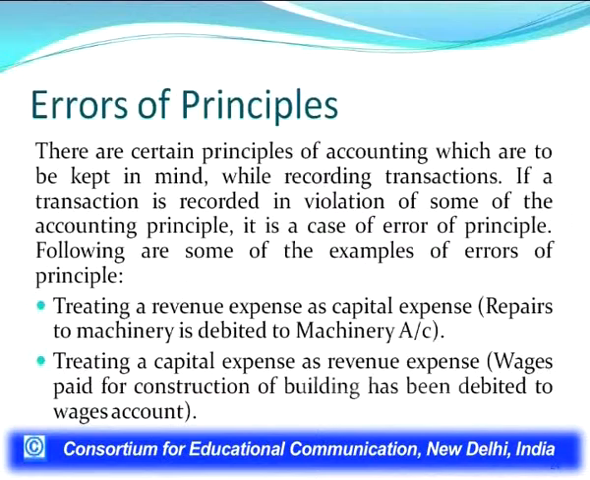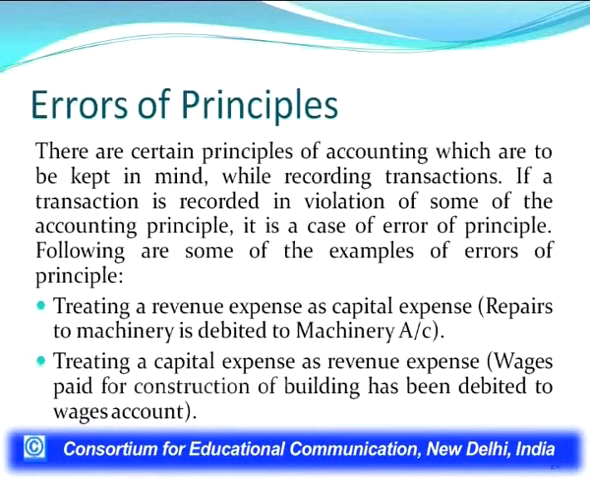So treating a revenue expense as capital expense, like repairs to machinery. It is a day-to-day expense which is to be paid by the firm, and it should be debited to the repairs to machinery account. While the accountant has debited the machinery account, and machinery account is an asset account, which is increasing the cost of the machinery. So, this is the violation of accounting principle, because according to accounting principles, revenue expense should be charged as the revenue account and should be finally debited to the profit and loss account or trading account.